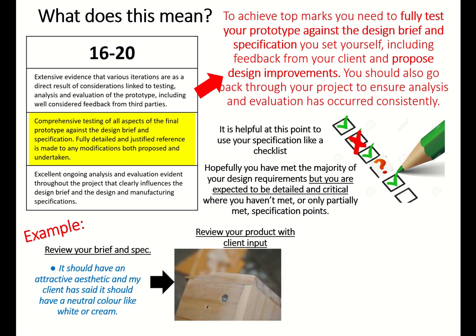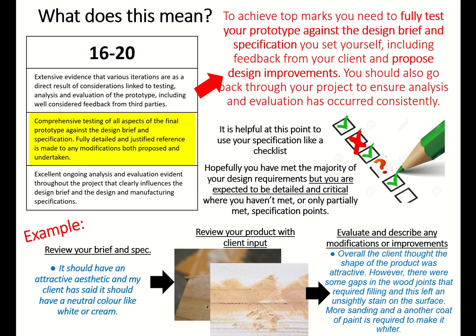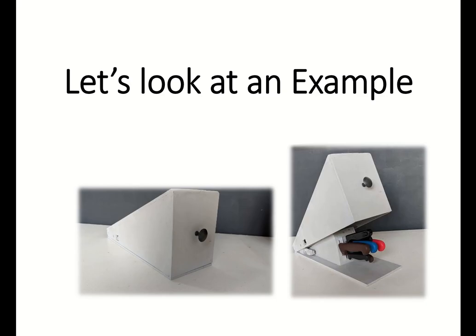However, when you come to review your product and get your client's thoughts on it, maybe the finish doesn't look as smart as you'd hoped. Therefore, you now have the opportunity to actually acknowledge that, and you will say something like this. Overall, the client thought the shape of the product was attractive. However, there were some gaps in the wood joints, and so on. This left it looking unsightly. Okay, so the student there has identified one way they could improve it with a better finish. So there's an example. You look at your spec points, you look at your product with your client, and evaluate how well you've met each criteria.